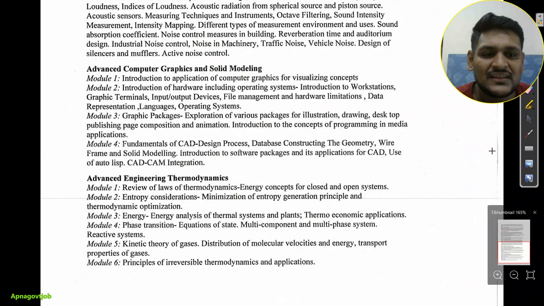Then we have computer graphics and solid modeling, so already we did this, okay, CAD/CAM again, it is there, so already we did this. Introduction to workstation, no need to do this thing.